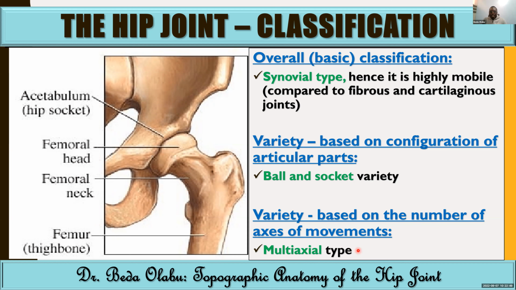So if I had to put that in summary, the correct classification of the hip joint is a synovial ball and socket joint of multi-axial type. We can just say it's a synovial ball and socket multi-axial joint.